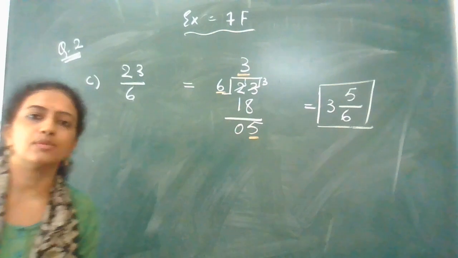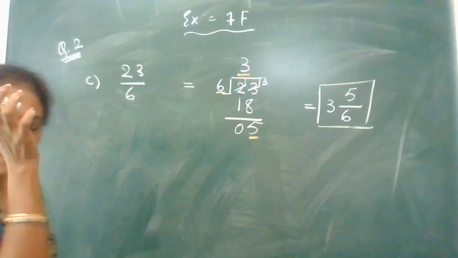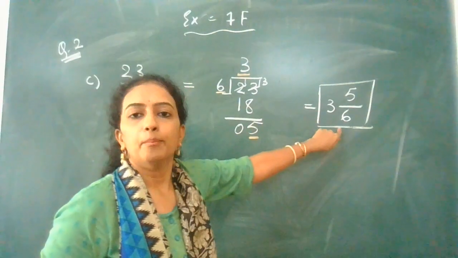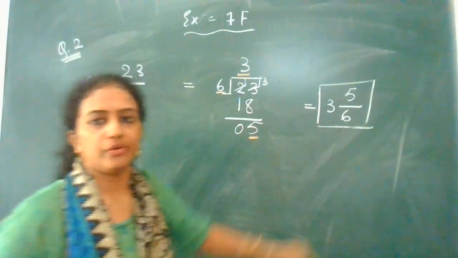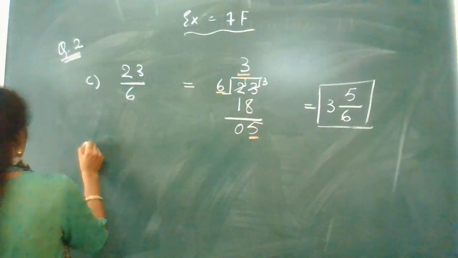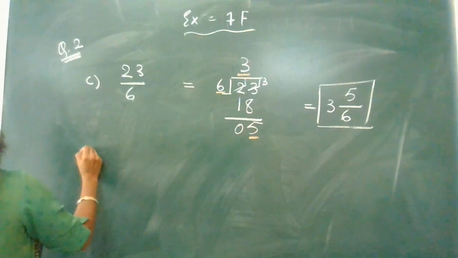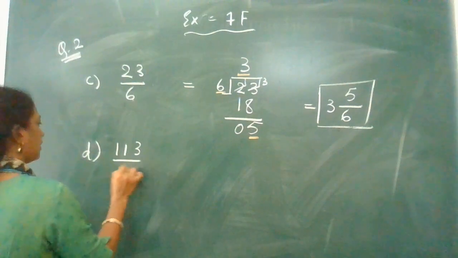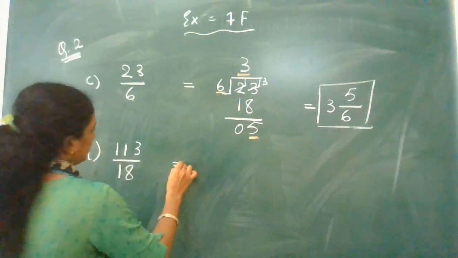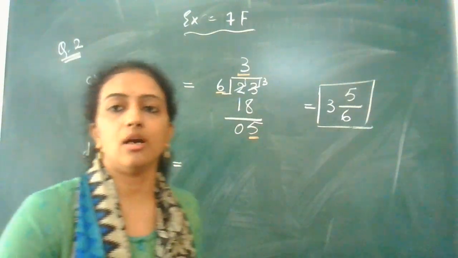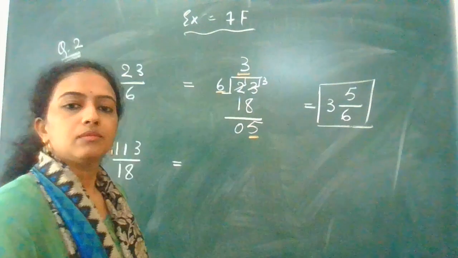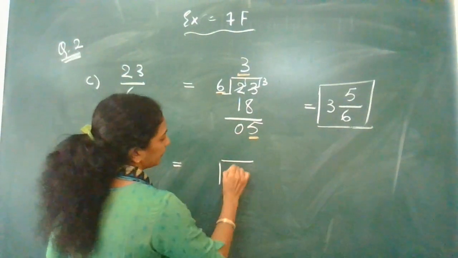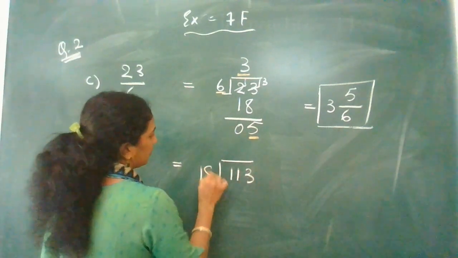So in the classwork you have to show the method this way. You have to show the division also, and then you have to put it in the form of a mixed numeral. Okay, let's see the next one, that is B. That is 113 upon 18. Divide it. So 113 divided by 18.